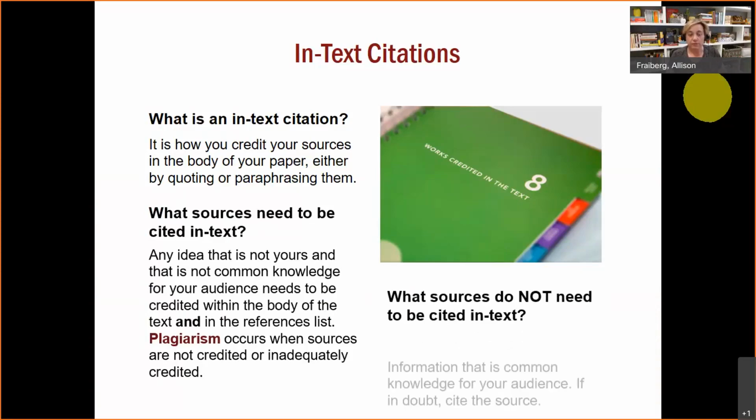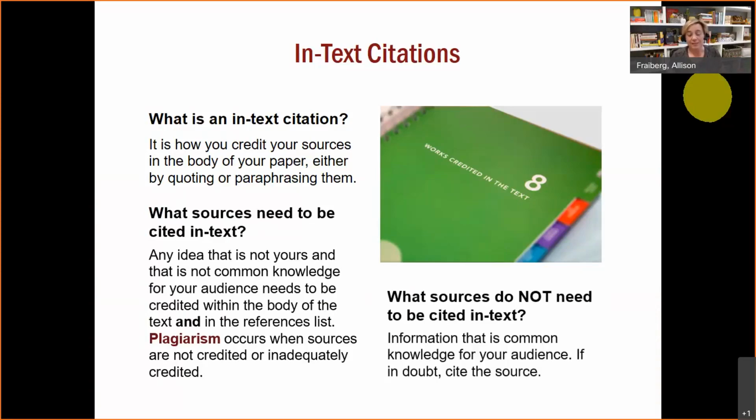I will say right now, you don't need to cite any information that is common knowledge for your audience. And again, in the plagiarism lecture, we're going to talk about what constitutes common knowledge, but it's basically what 8 out of 10 people in your audience would know. So it really is audience specific, but it needs to be a well-known and well-accepted idea. And if you're in doubt, just cite the source.